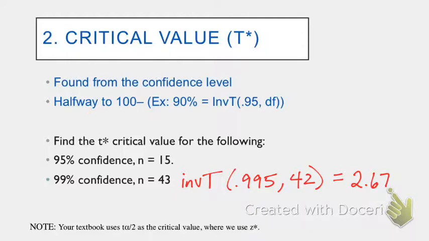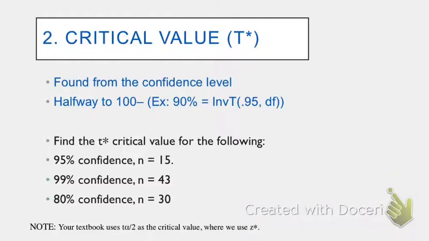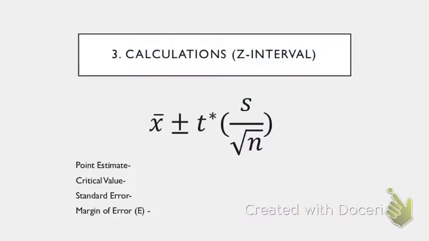And then the last one, 80% confidence, n equals 30. What would I do? Inverse T, 0.9. Where is it? You go to second vars. Oh, on the Inspire. Okay, here's calculations. What's my point estimate?